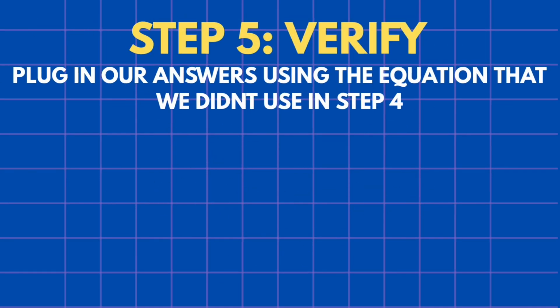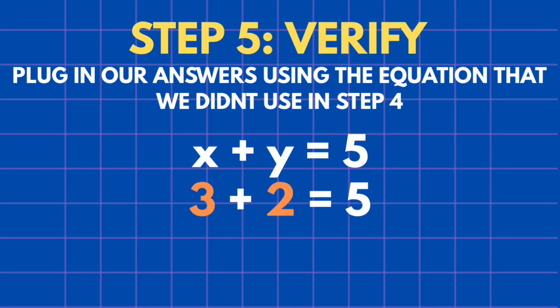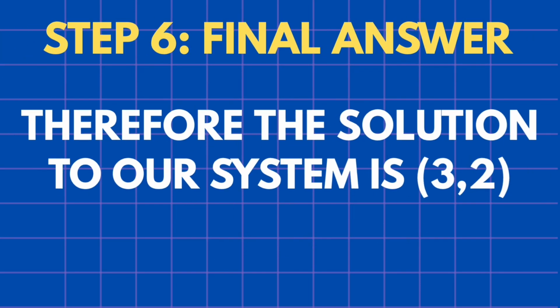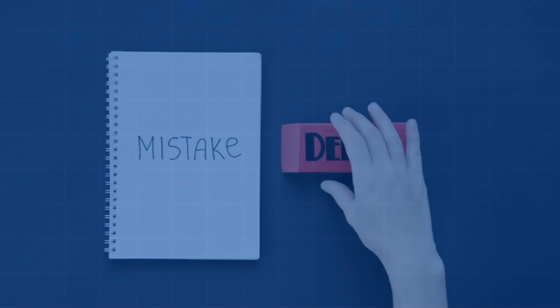Step 5. Check our answer. Using the second equation, we plug in both our x and y values that we found to get 3 plus 2 equals 5. Therefore, our left side equals our right side, telling us that our answers are correct. Therefore, our ordered pair is 3, 2, and it satisfies both equations.